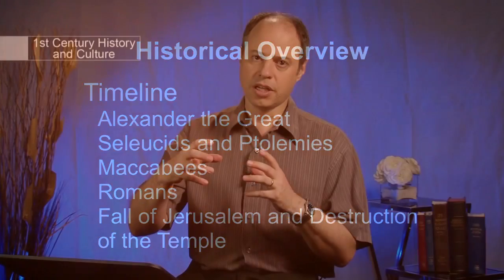The Seleucids vied for power with the Ptolemies, back and forth, back and forth. Sometimes the Ptolemies were more powerful, sometimes the Seleucids. And the Ptolemies were centered in Egypt. The Seleucids were centered in Syria. And once again, you can see right in the middle was Palestine. So the vying for control back and forth impacted what was happening in Palestine.